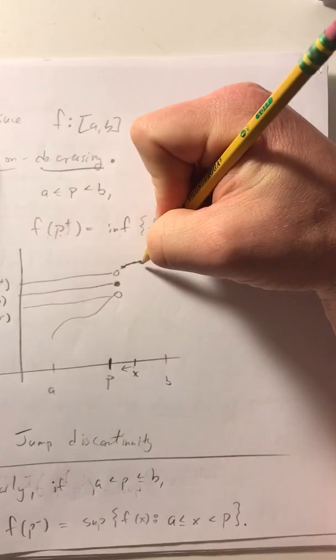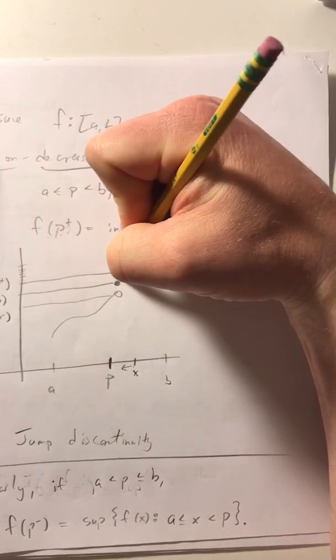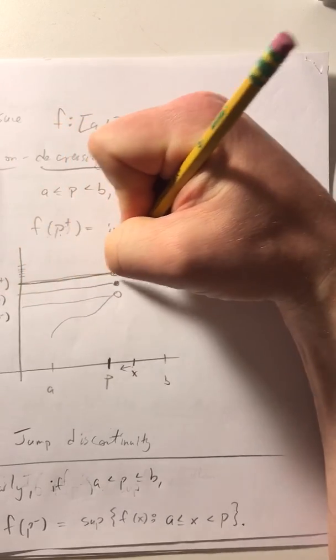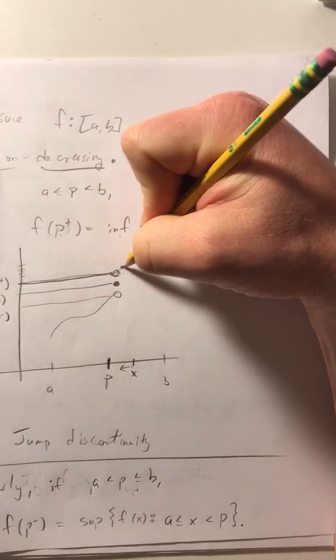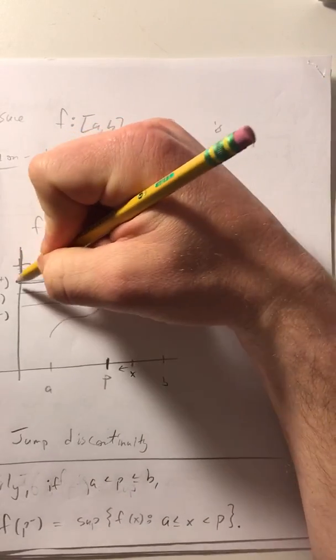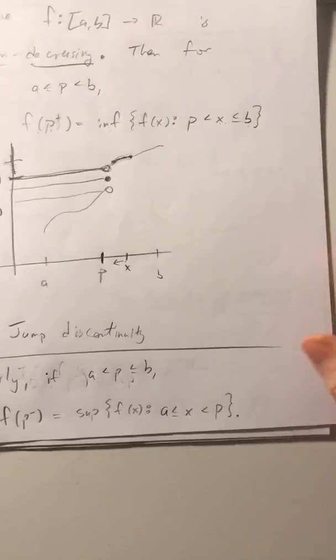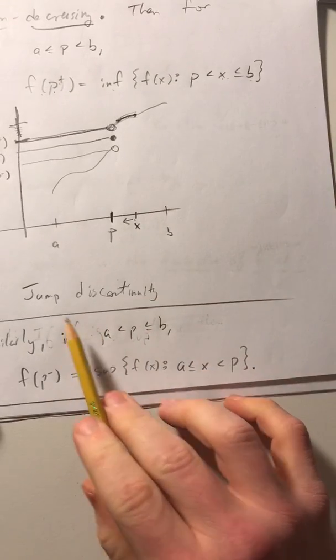So take x's over here, look at where they come out over here, and they're decreasing to the y value where this empty hole is. It's the infimum of the values from the right. If I look at values from the right, look at their outputs, they're over here, and the infimum is right here where that empty hole is. Okay.